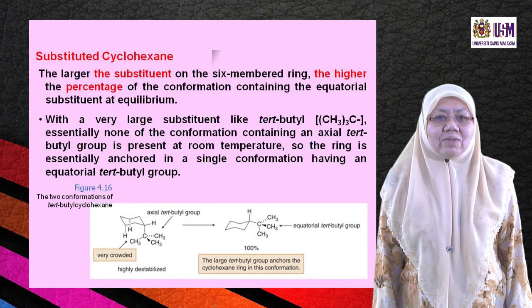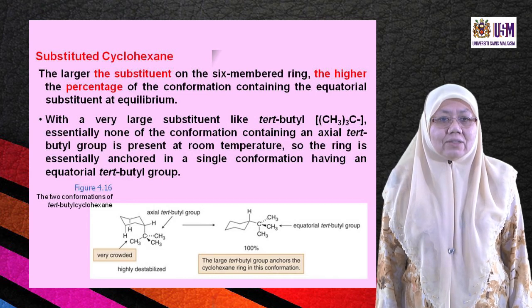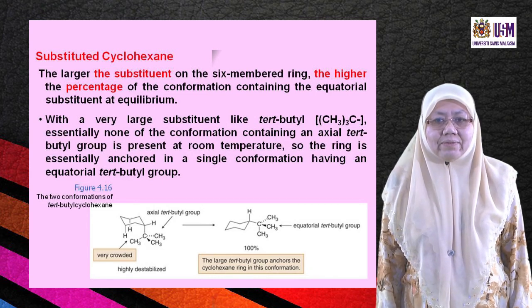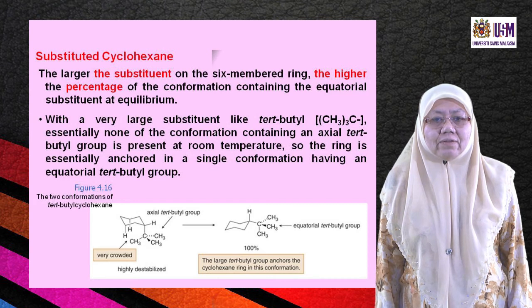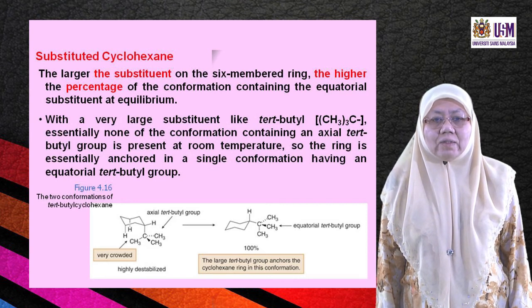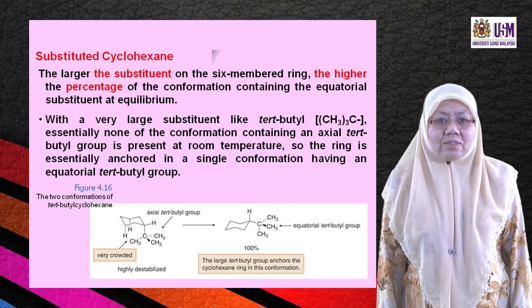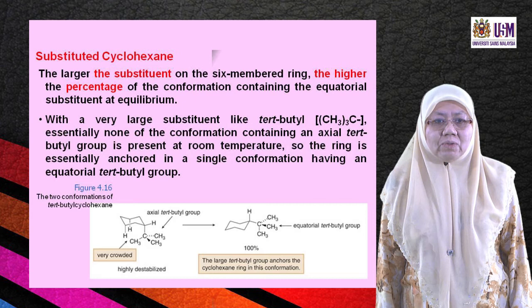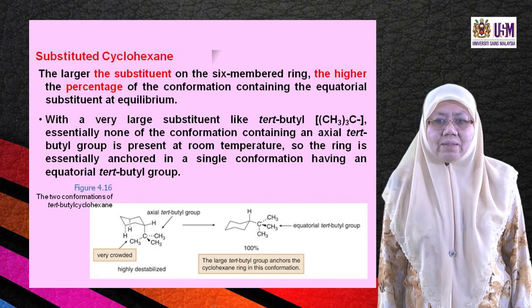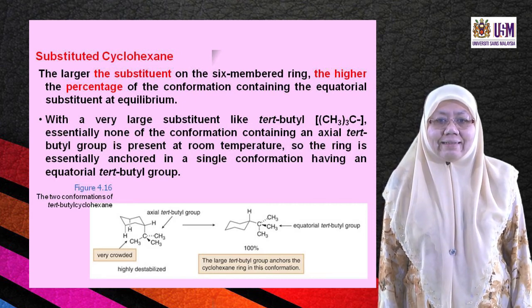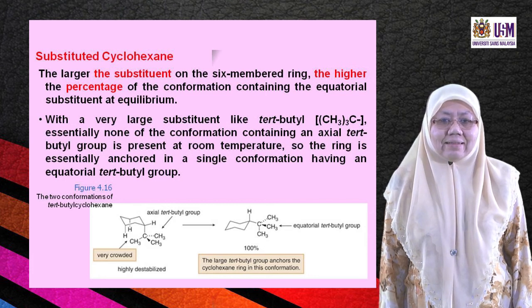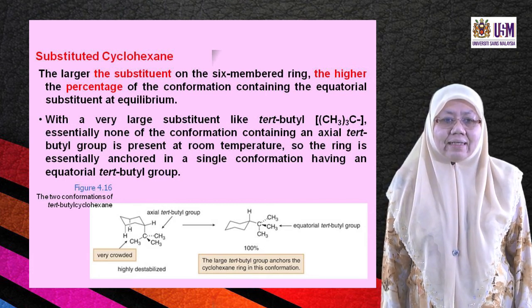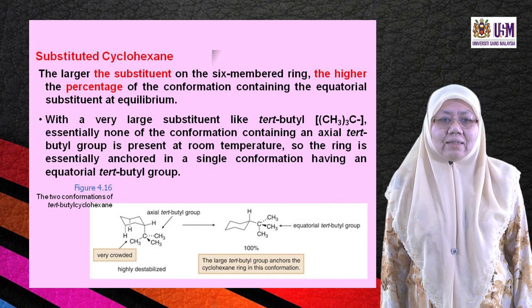For a substituted cyclohexane, the larger the substituent on the six-membered ring, the higher the percentage of the conformation containing the equatorial substituent at equilibrium. With a large substituent like tertiary butyl, essentially none of the conformation containing an axial tertiary butyl group is present at room temperature. So the ring is essentially anchored in a single conformation having an equatorial tertiary butyl group.